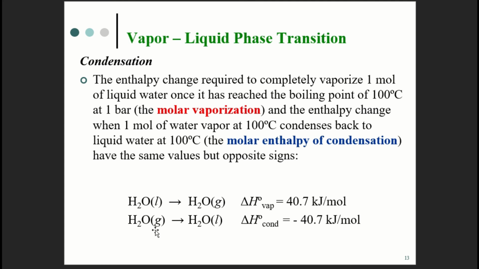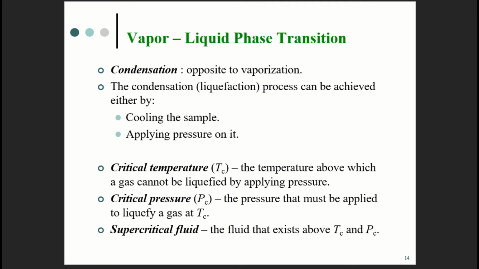When a gas goes back to liquid, that is why it is negative 40.7 kilojoules per mole. So again, condensation is the opposite of vaporization. How does that happen? Condensation or liquefaction can be achieved either by cooling the sample or by applying pressure on it.